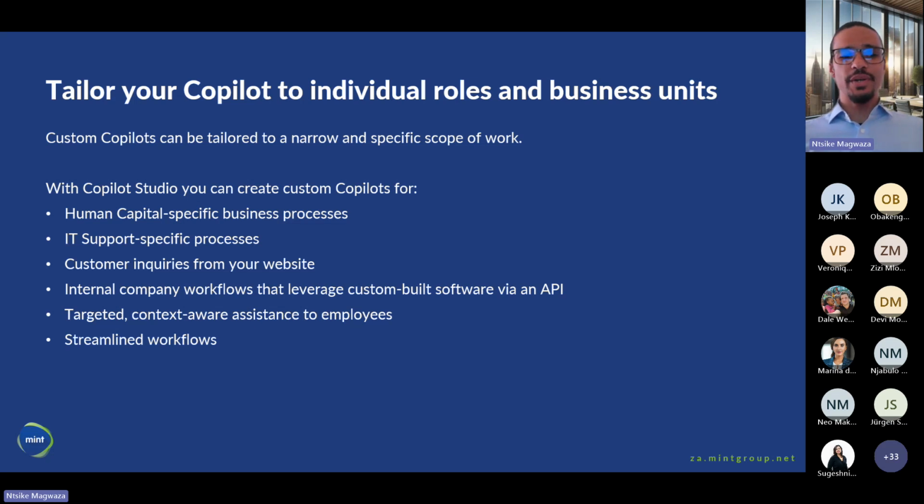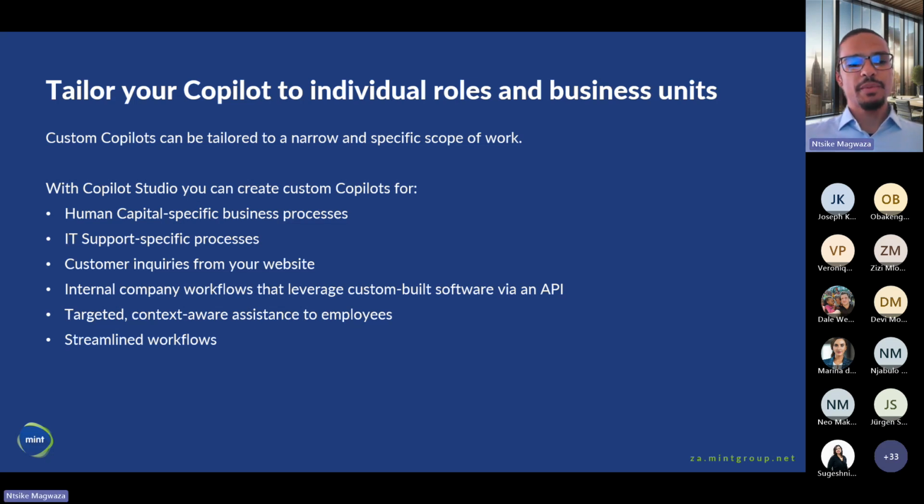So again, internal company workflows. You might have a specific workflow where users have some proprietary software that your company has built that they need to interact with, perhaps through an API. By linking that software through that API to a custom Copilot, it can allow users inside your organization to have an automated process that then leverages that proprietary software that you've built.